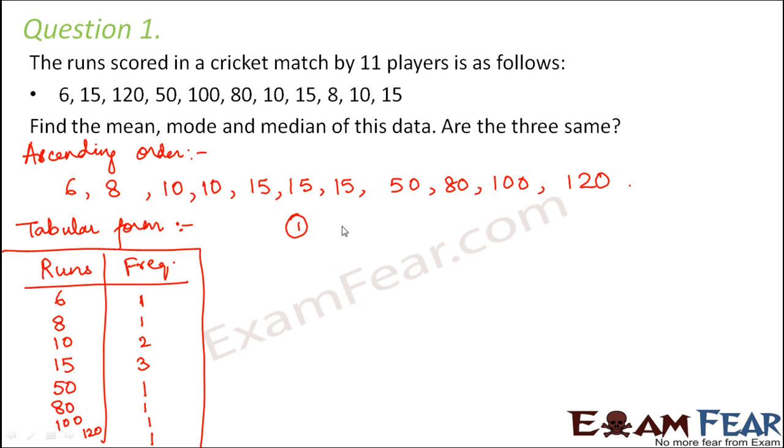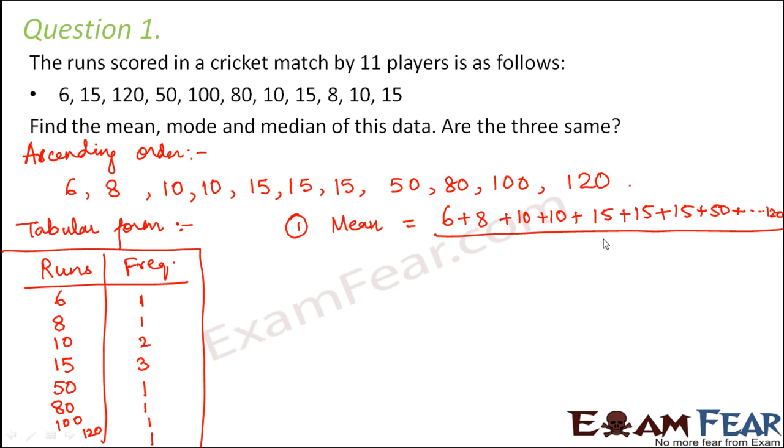Now we can very easily calculate all the values. First we calculate the mean. Mean is nothing but the sum of all these values divided by how many values you have. Definitely you have 11 values because these are the runs scored by 11 players. So you find it like this: 6 plus 8 plus 10 plus 10 plus 15 plus 15 plus 15 plus 50 and so on till 120, divided by 11. The sum comes out to be 429, divided by 11. This is equal to 39. So the average or the mean of this data is 39.